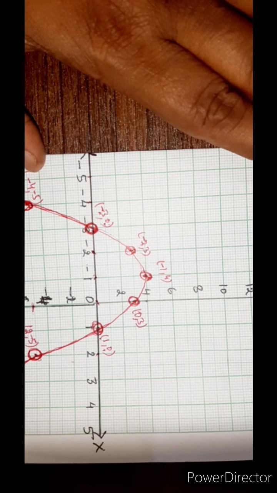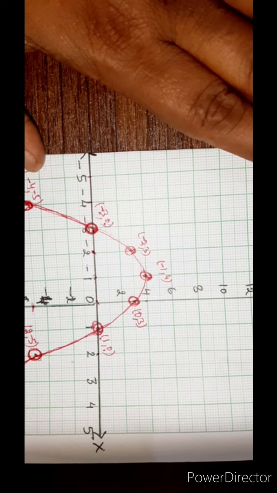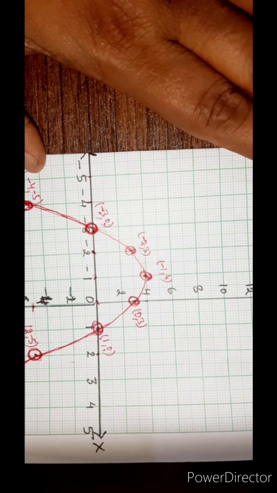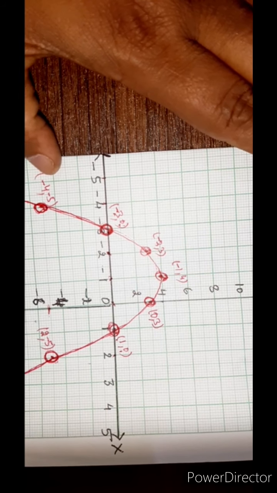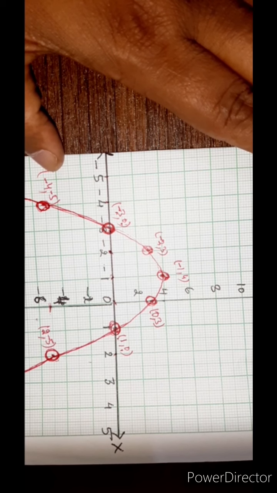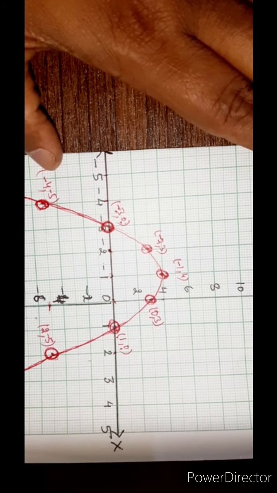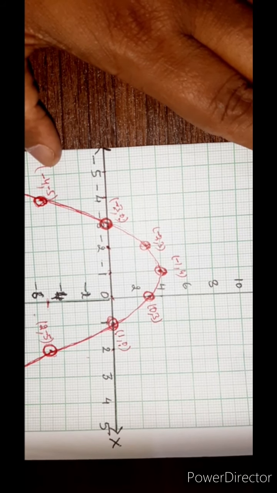This is the method for drawing any type of quadratic polynomial, which will be either an open upward parabola or an open downward parabola. Homework, you can do homework from your NCERT book on quadratic polynomials.